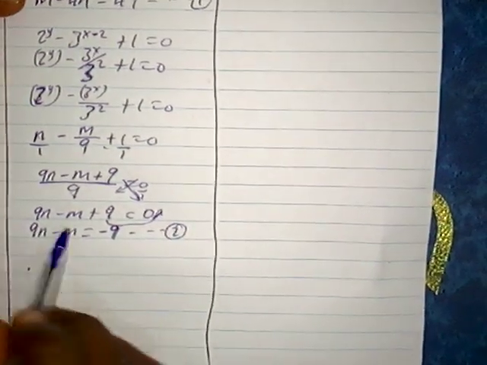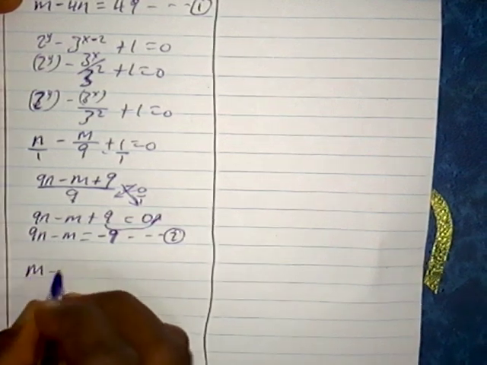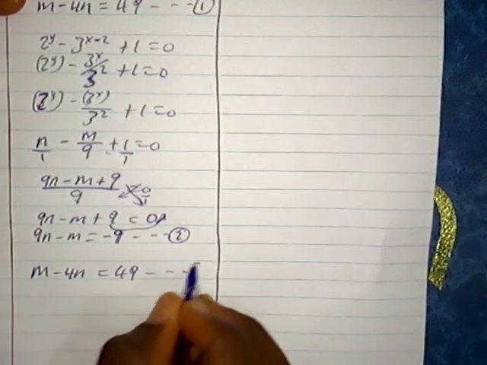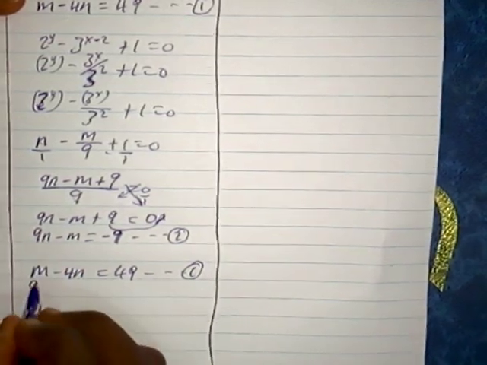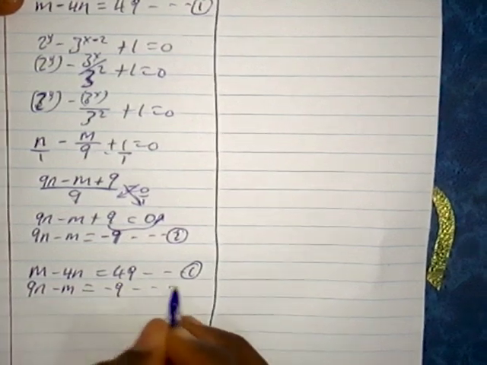Now we proceed. So we combine both equation 1 and equation 2. What is equation 1? M minus 4n equals 49. This is equation 1. Equation 2 is what? 9n minus m equals minus 9. This is equation 2.